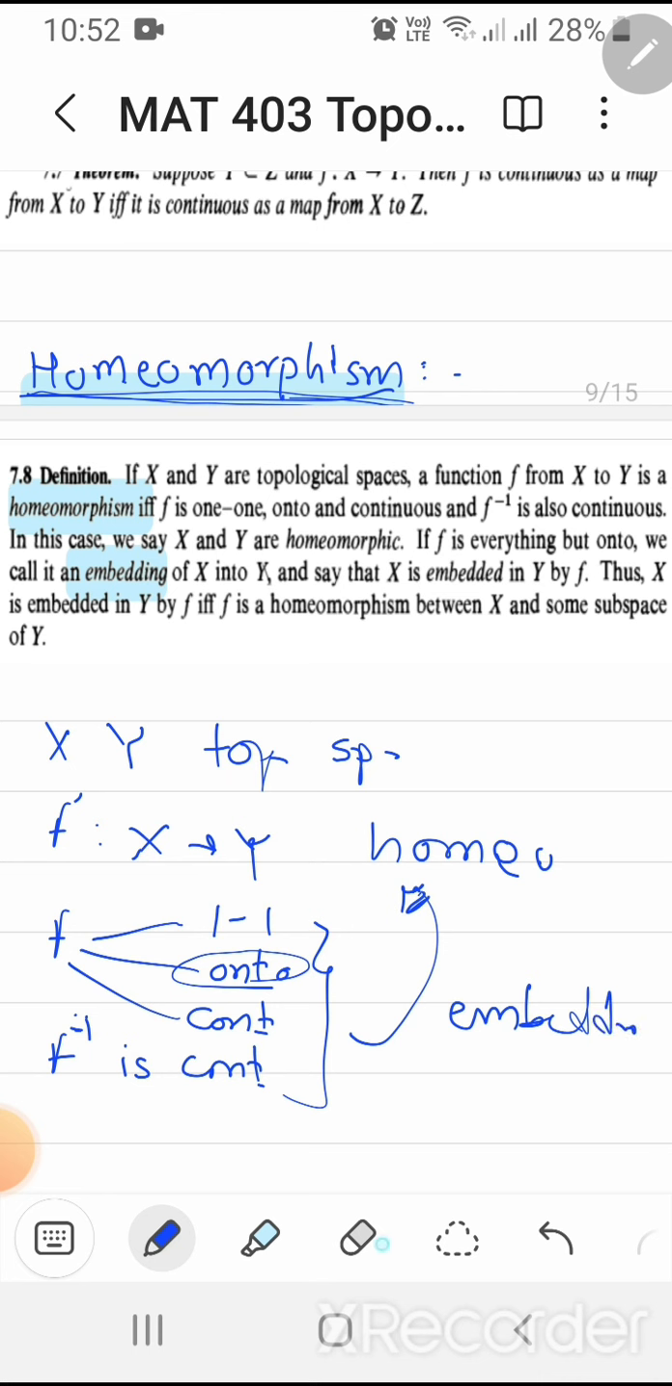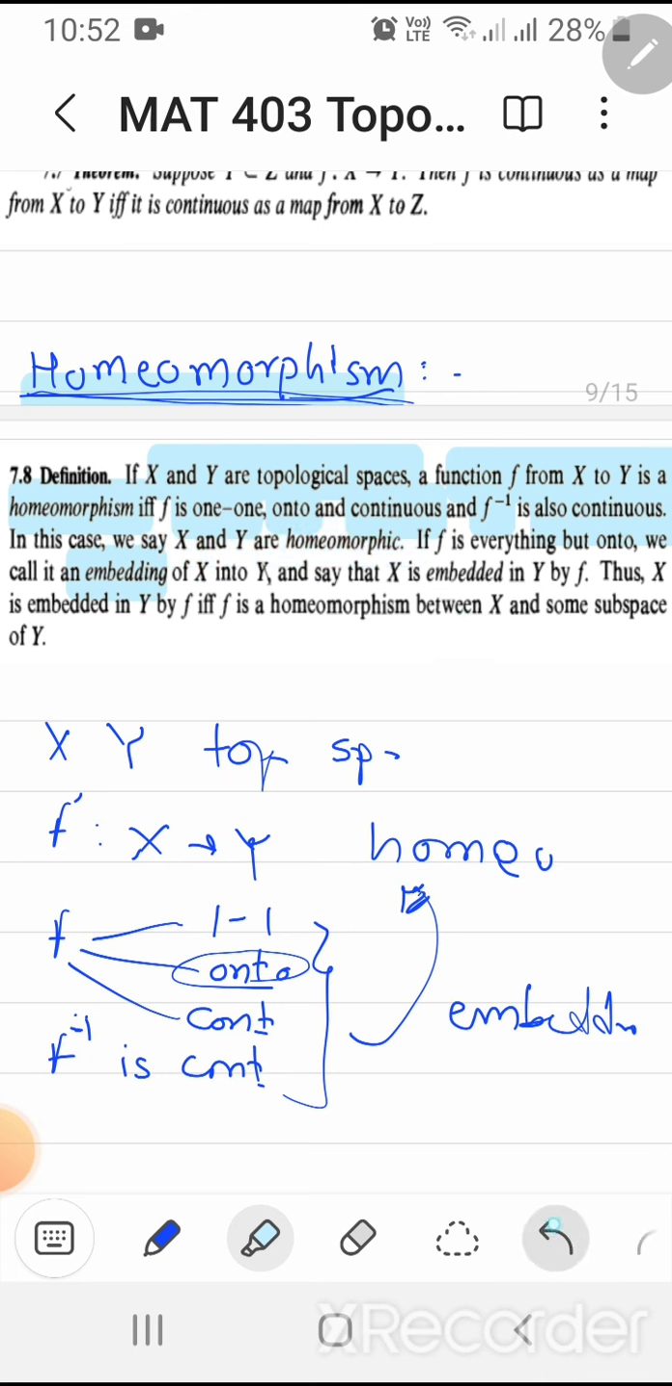Let's see the definitions. If X and Y are two topological spaces, a function f from X to Y is a homeomorphism if and only if f is one-one, f is onto, f is continuous, and f inverse is also continuous. This is the definition of homeomorphism. And here X and Y are homeomorphic. We say in another way, X and Y are homeomorphic.